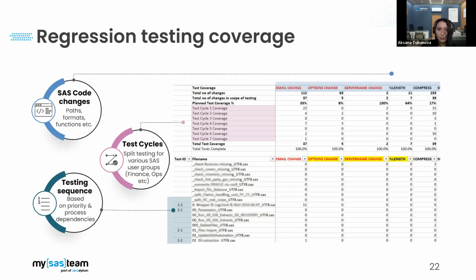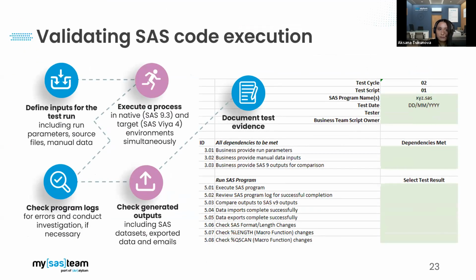And as you can see, we have a document, one of the deliverables, which lists the number of instances of the changes in the code and the list of programs where those changes have been made. Concerning the validation of SAS code execution, there are also several steps to be conducted.